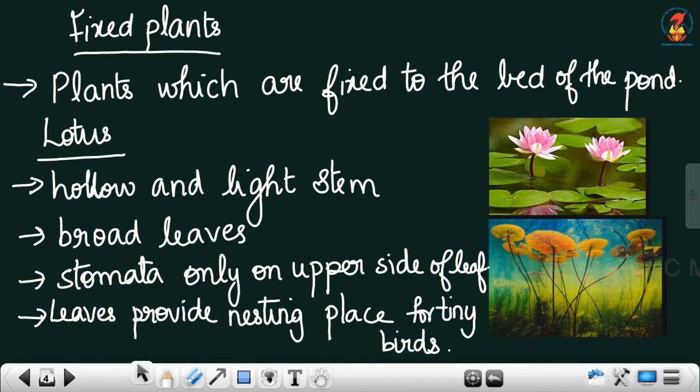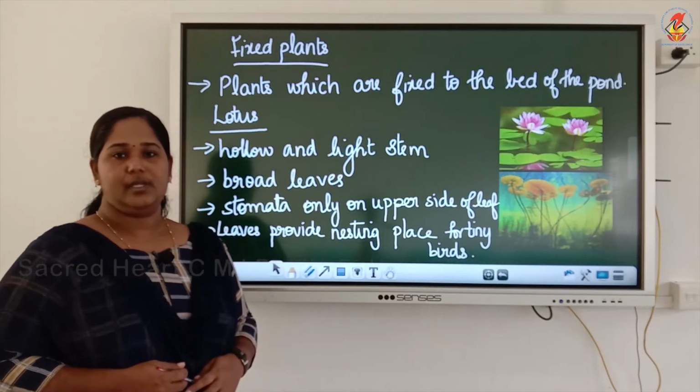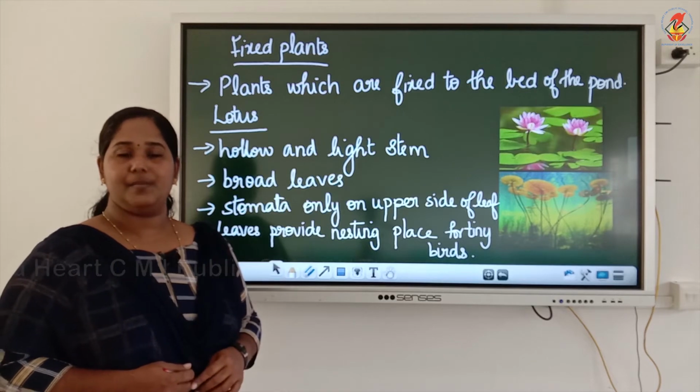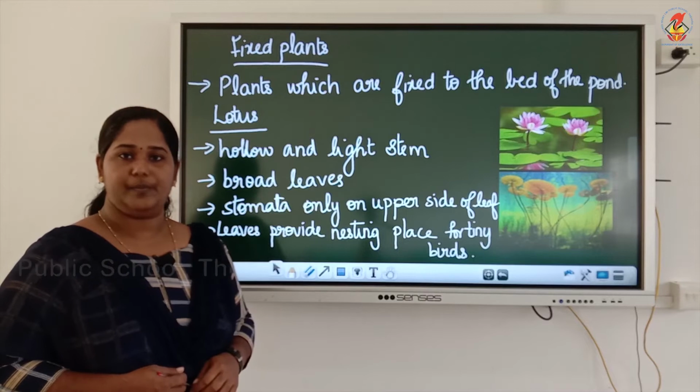Fixed plants have hollow and light stems which help them to remain afloat. Afloat means on the surface of water. Hollow means nothing is there inside, empty. Hollow and lightweight stems make them light and they remain on top of water.